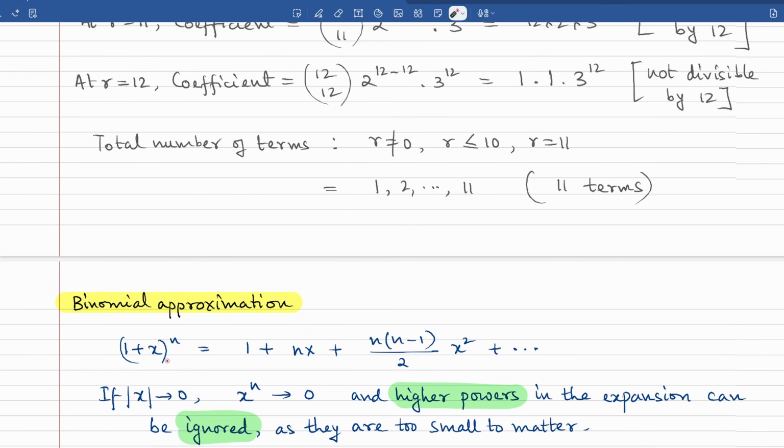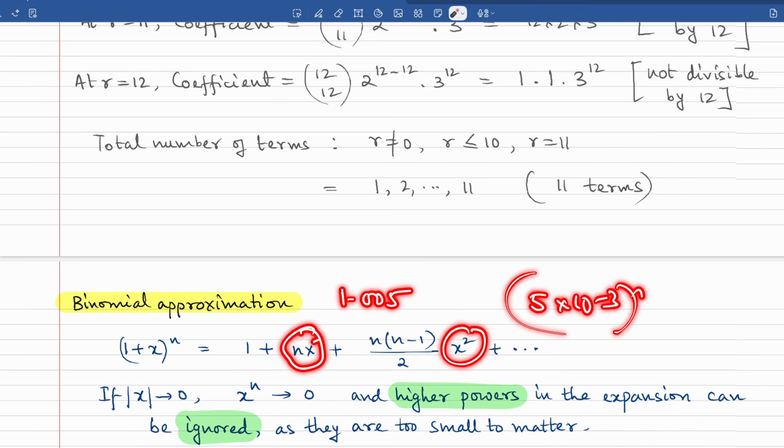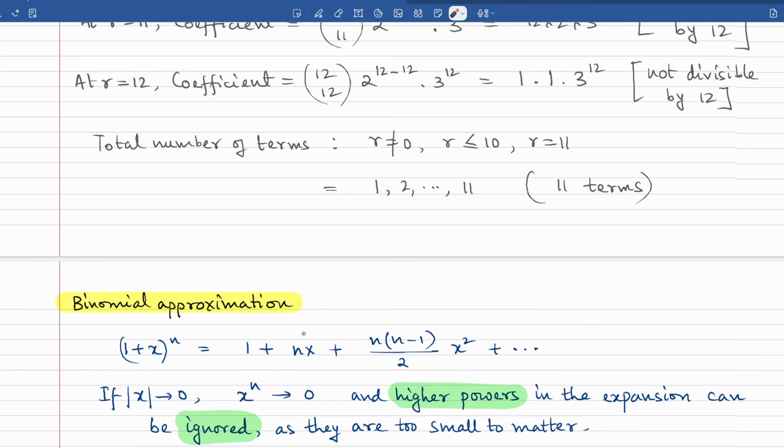Now, as I was saying, 1.005, so this x would be 0.005, this x square would be (5 × 10^−3) whole square. So this already became 10^−6. Now, very few things in life require an accuracy of 10^−6, apart from precision engineering and stuff. So if we want to meaningfully approximate something, capturing the first two powers is more than enough.